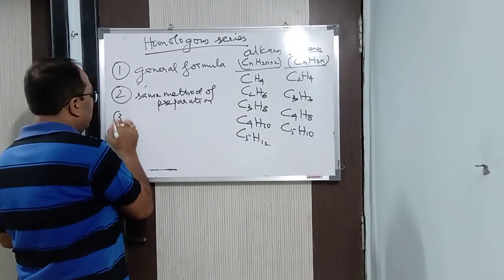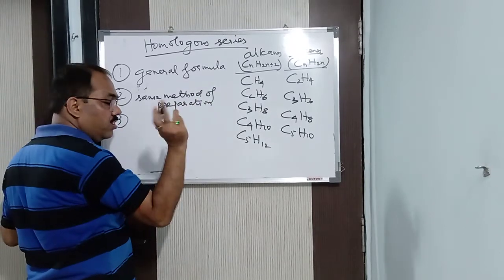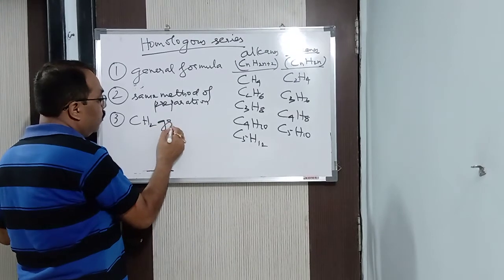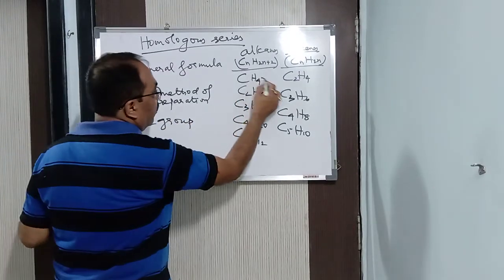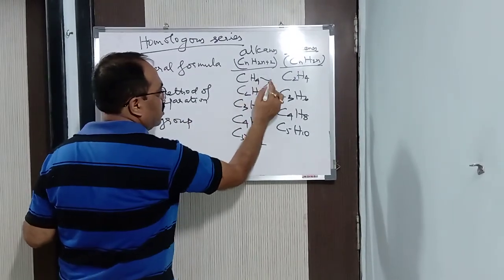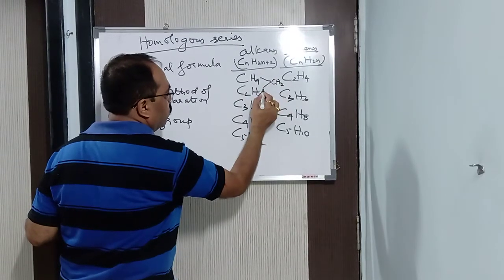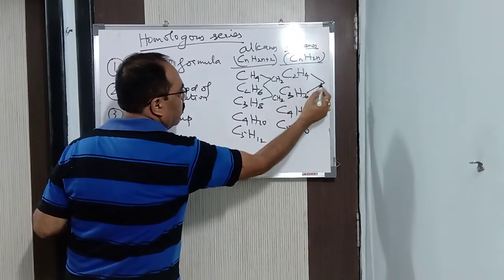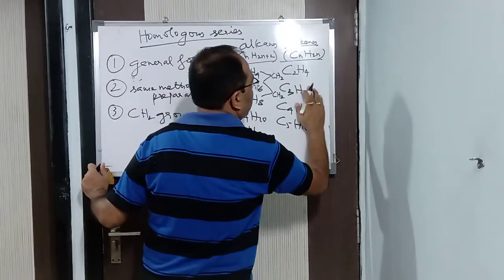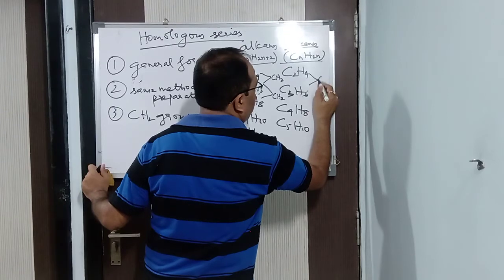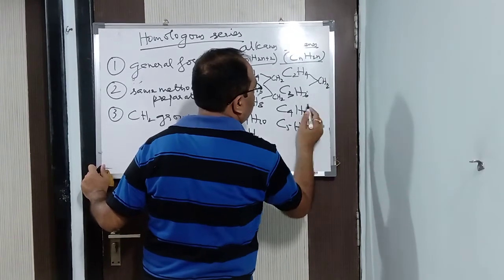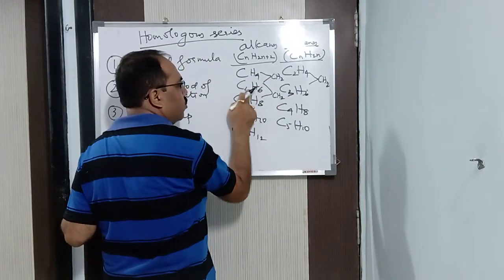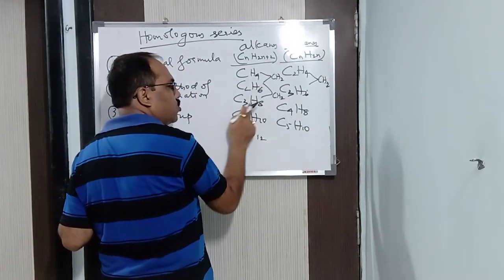Got it? Achha. Each successive member, listen carefully to this one. Each successive member differs by a CH2 group. Each successive means the difference between this and this. How much? CH4 and C2H6. How much is the difference? CH2. Similarly, the difference between these two, see here, C2H4 and C3H6. What is the difference? CH2. You add now: C2H4, you add CH2, you will get this. You add CH4 to CH2, you will get this. You add C2H6 to CH2, you will get this.